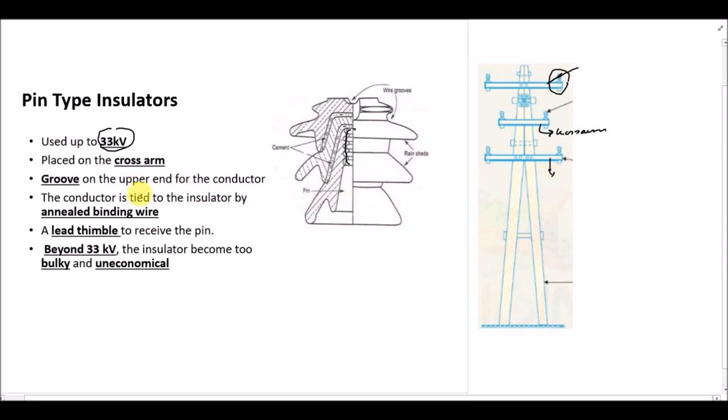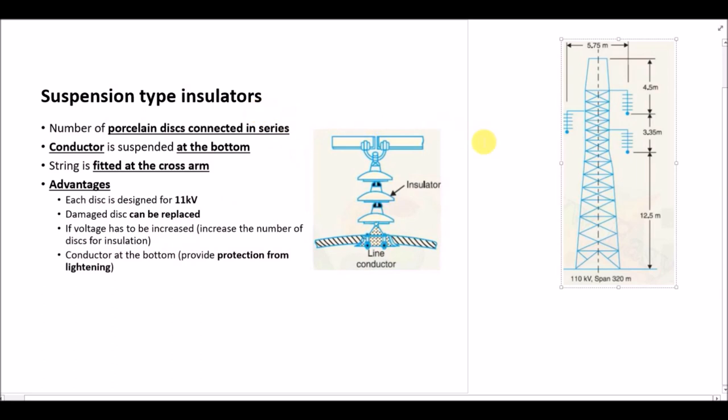So rather than using bulkier pin insulators, we have the second type of insulator, known as the suspension type insulator. In suspension type insulators, we have porcelain discs. We have three discs in this figure, and for the connection of these porcelain discs, we have metal fittings. In this type of insulator, the conductor is at the bottom of the insulator string, and the string is attached to the cross arm.